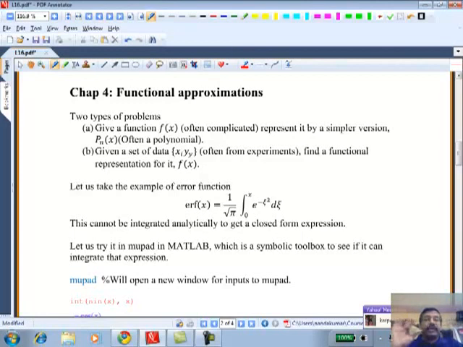There are two types of problems where we will need functional approximation. The first one is, given a function f of x, I know what the function is, but it is a complicated, messy function. I want to be able to evaluate it, so I want to represent it by a simpler function, a polynomial, for example.